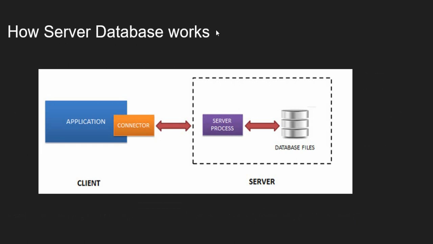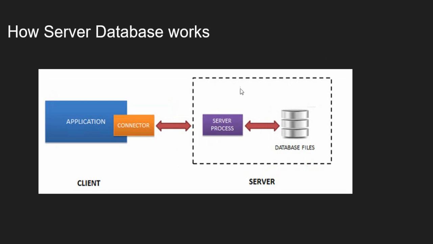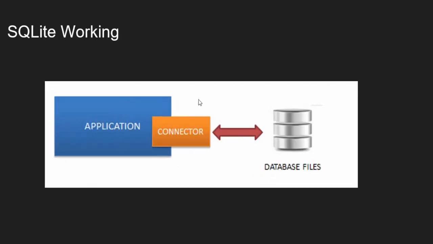And this is how the server database works. We have the application, and the application requests the data from the server, and the server processes our queries, then fetches the data from the database, and then returns the data to the application. This is how the server works. But in SQLite, we don't have a server to get connected. So it directly gets the data from the database files. Hence, it is fast too.